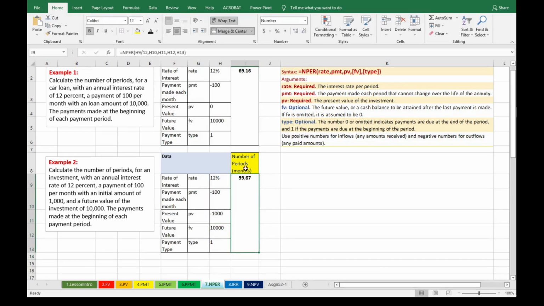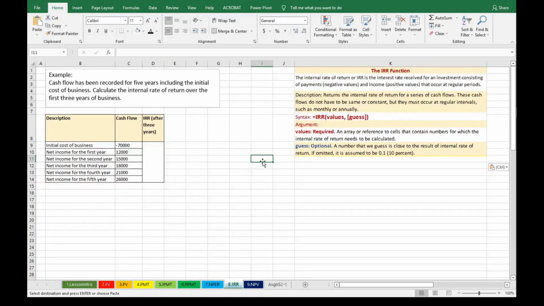So here the period number of months is 59.67 or 60 months. Now let's look at the IRR function. The internal rate of return, that is IRR, is the interest rate received for an investment consisting of payments and income that occur at regular periods.